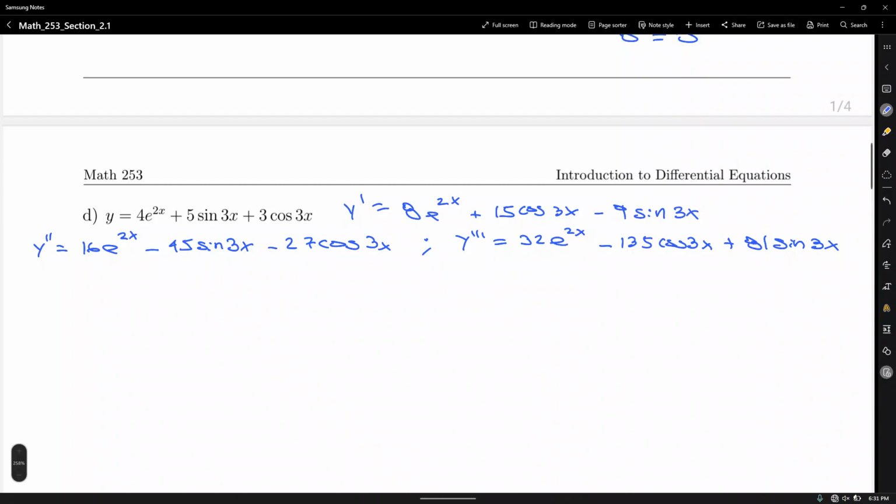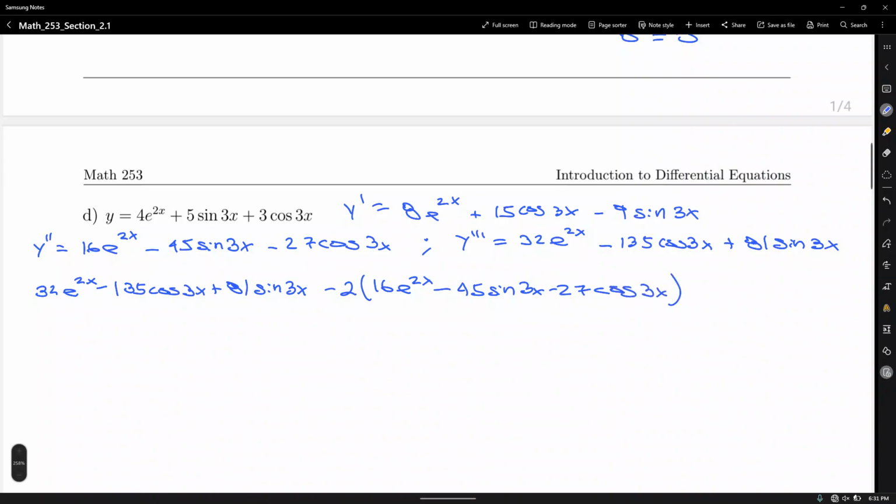Okay, which is the third derivative, which is 32 e to the 2x minus 135 cosine 3x plus 81 sine 3x. That's only the third derivative term. What does the differential equation say? It says minus 2 times the second derivative, which is what? 16 e to the 2x minus 45 sine 3x minus 27 cosine 3x.